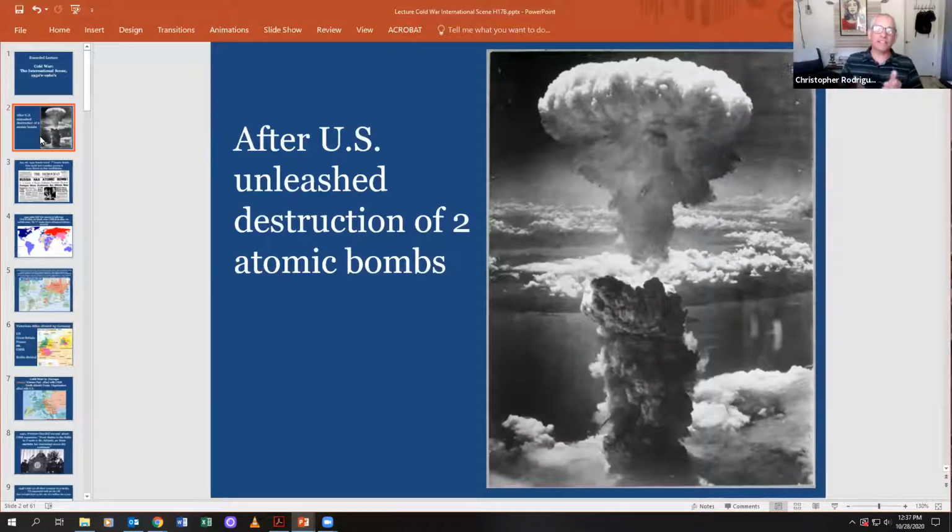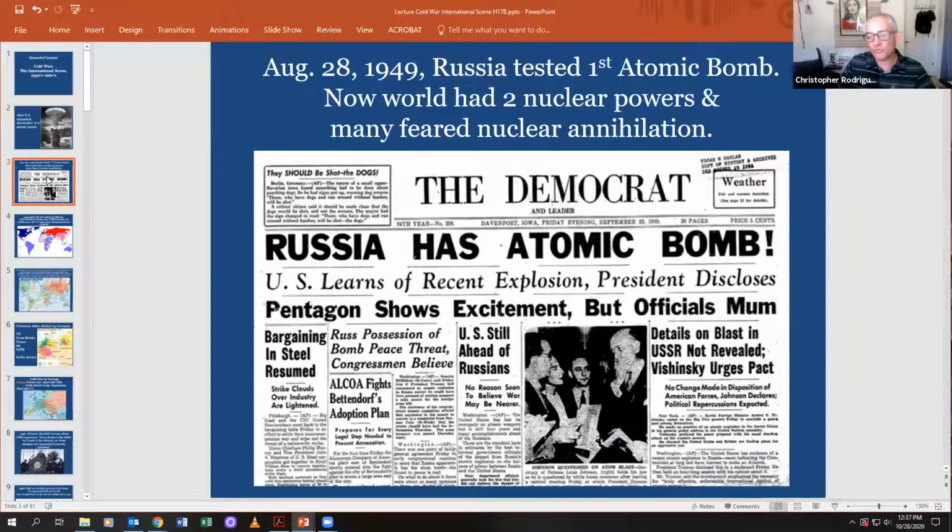After the United States unleashed its two destructive atomic bombs on Japan, as we saw in our last lecture, a previous lecture on the Cold War and the home front, you know that pretty soon after, Russia, or the USSR, had its own atomic bomb. Now the world had not one, but two nuclear powers, and many in the world, not only in the US and Russia, feared what they called mutually assured destruction. So it was a fearful time in the world, and we talked about how that manifested in cultural ways in the United States last time.